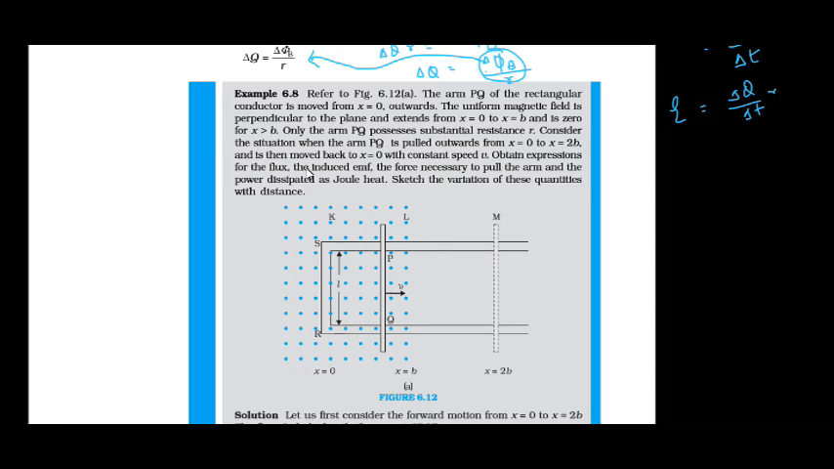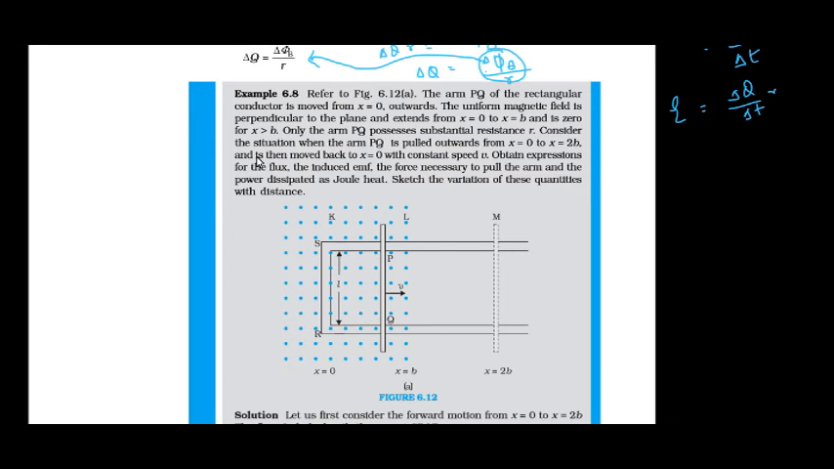Now we have one example. Refer to figure 6.12a. The arm PQ of the rectangular conductor is moving from x equal to 0 outward. The uniform magnetic field is perpendicular to the plane and extends from x equal to 0 to x equal to b, and is 0 for x greater than b. Only the arm PQ possesses substantial resistance R.